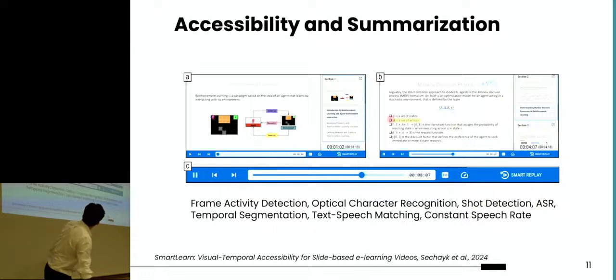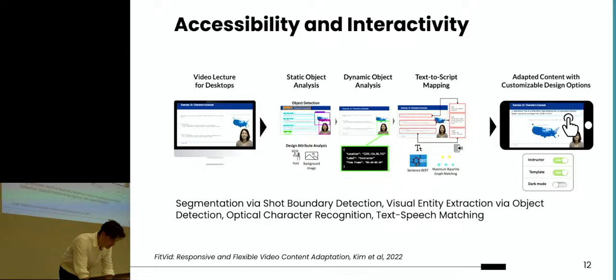Another one, Smart Learn, also tries to match the speech and the text, and then they show it. One feature, the contribution of their work, is that they also provide a constant speech rate. It means you can set a speed for the speech, so it will be constant, and you can make it slower or faster. And then finally, we have the FeedVid interface.